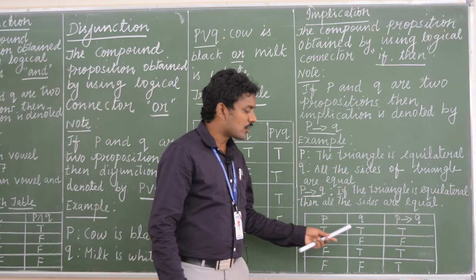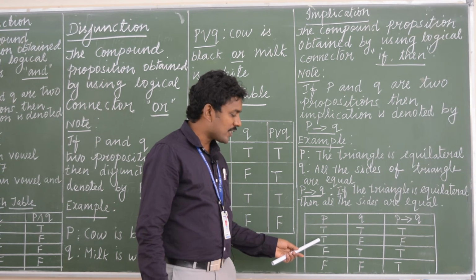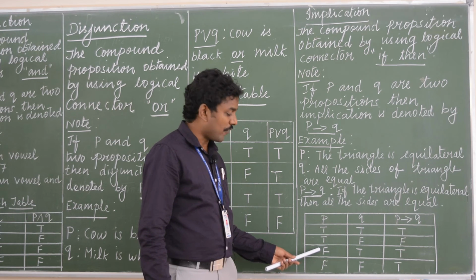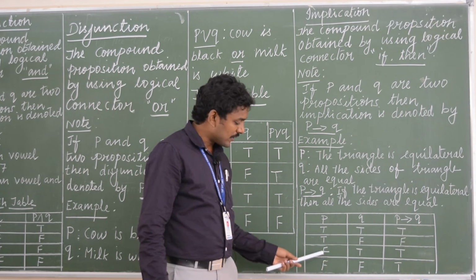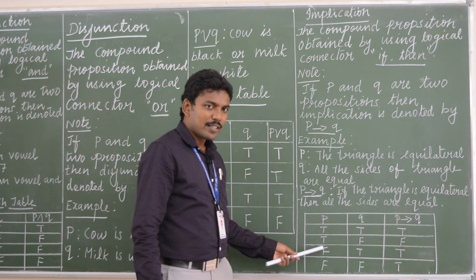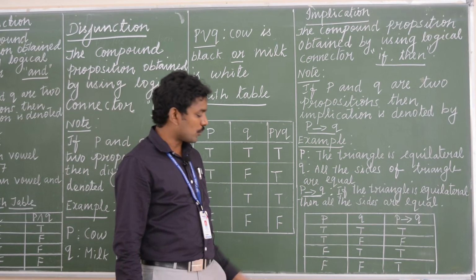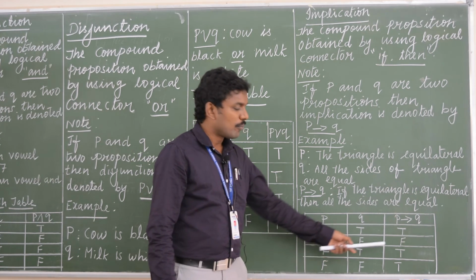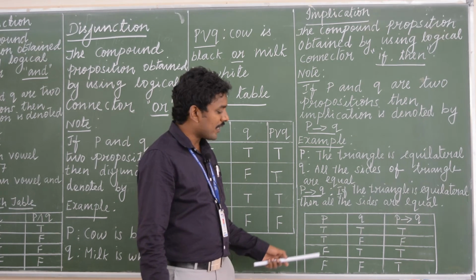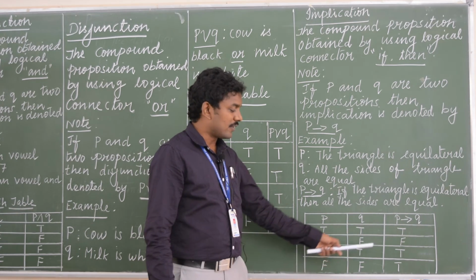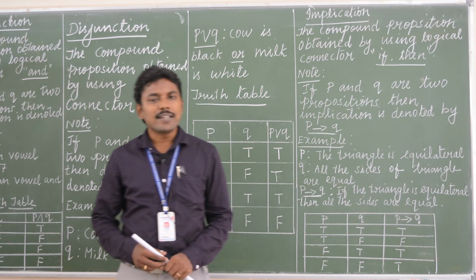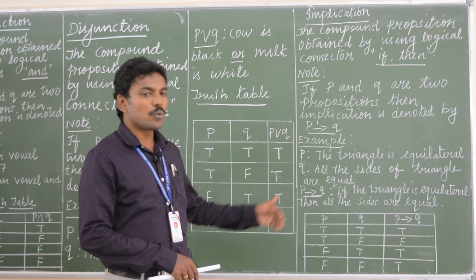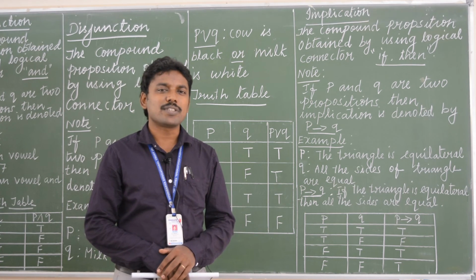See, if both are true, it is true. If P is true and Q is false, it's false. If P is false, observe this particular row very carefully. This is one of the confusions for many students. If P is false and Q is true, the implication is true. And finally, if both are false, then also it is true. Unlike the conjunction and disjunction, the truth table for implication looks a little bit different.